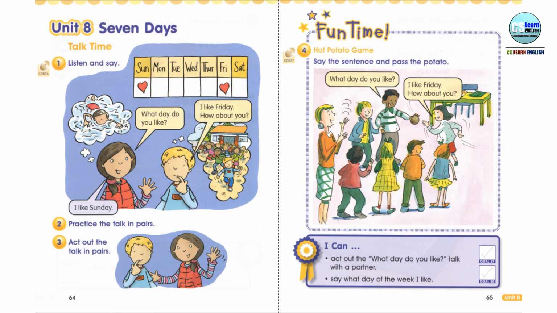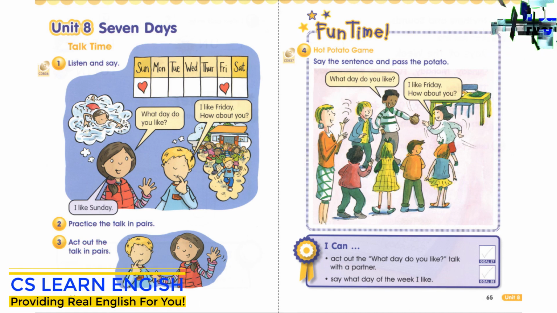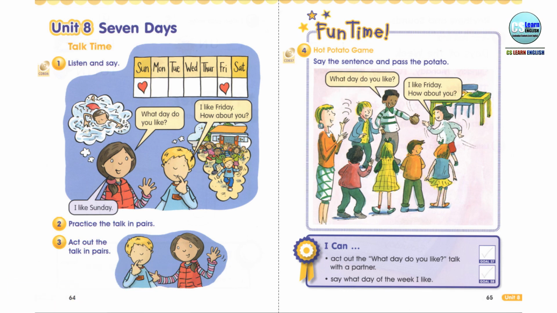What day do you like? I like Friday. How about you? I like Monday. How about you? I like Thursday. How about you? I like Wednesday. How about you? I like Sunday. How about you? I like Tuesday. How about you? I like Saturday. How about you? I like Sunday. How about you? I like Friday. How about you? Okay, good. Let's play for real.